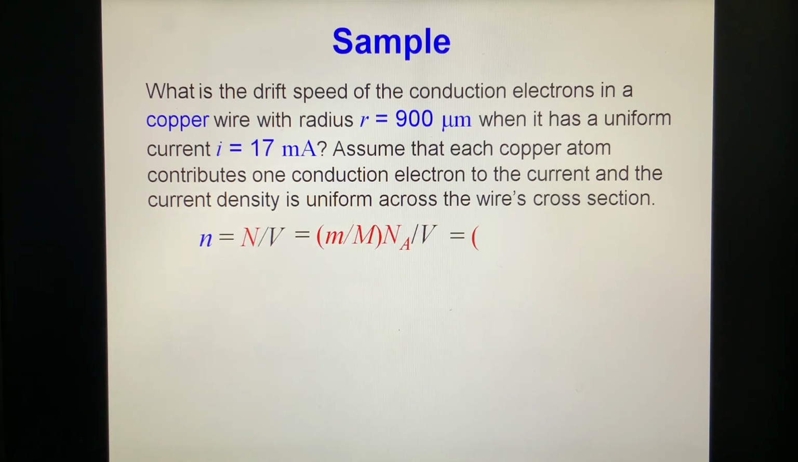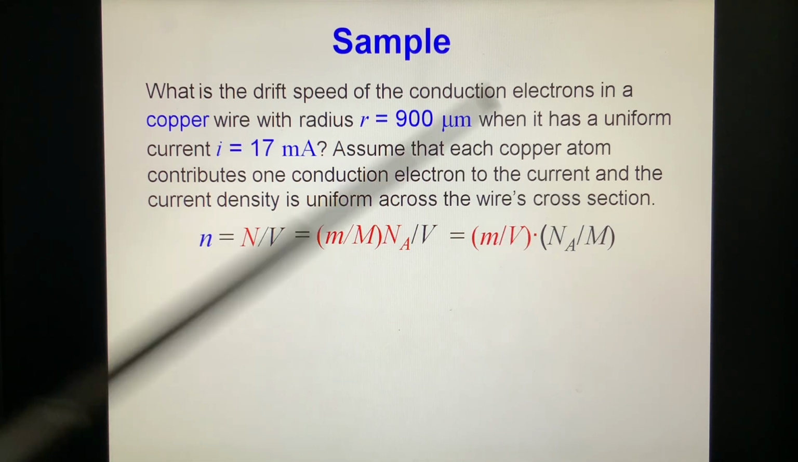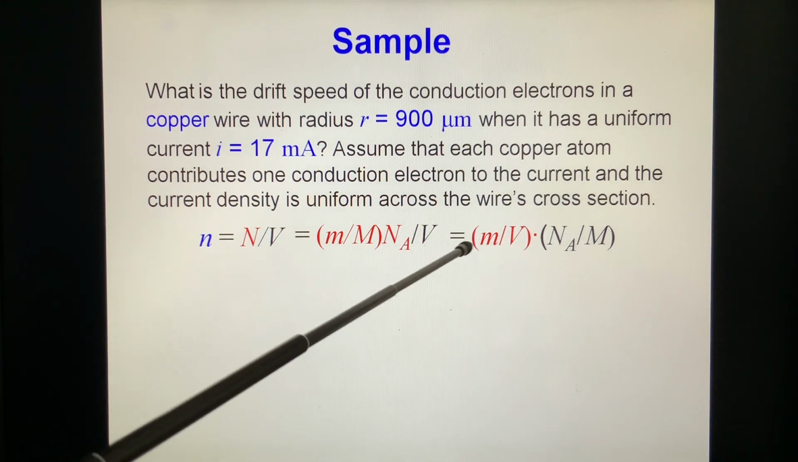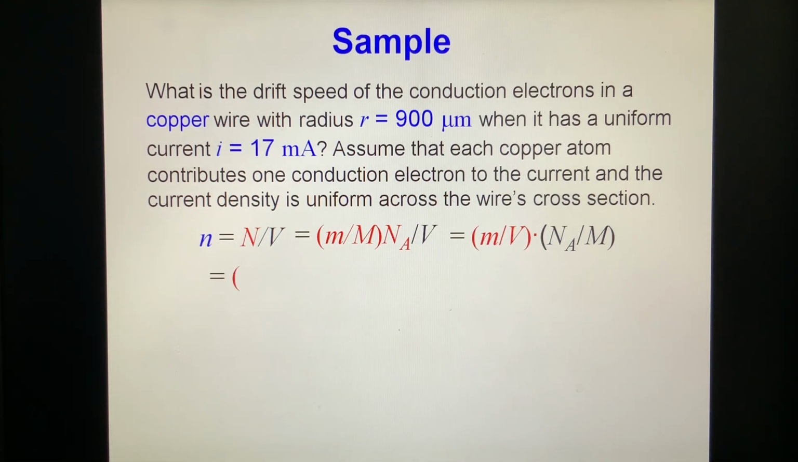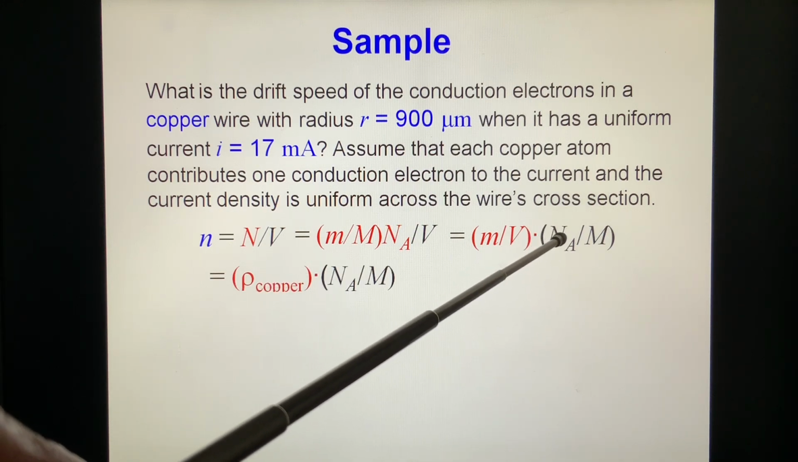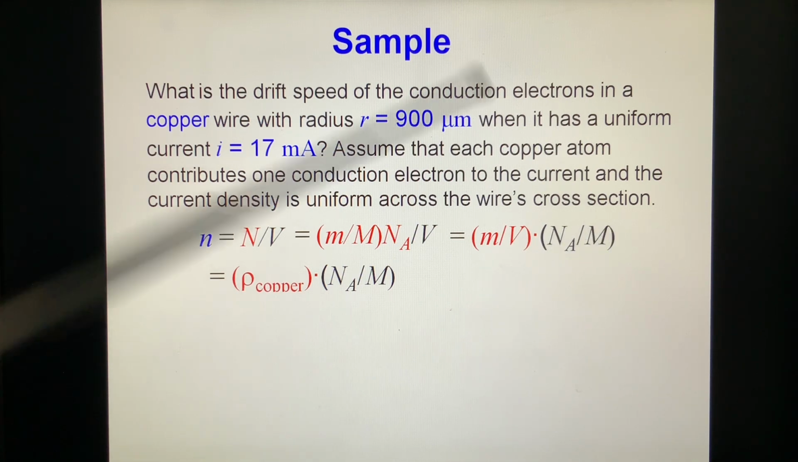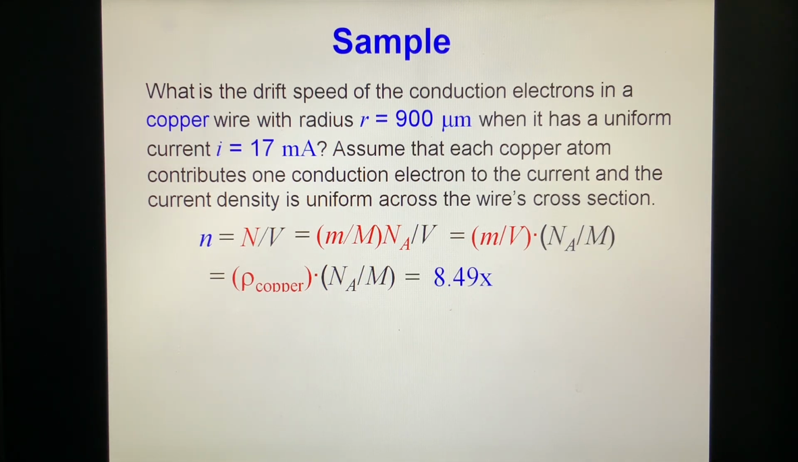So then we move this m over V and N A over V. The mass m over V, what is it? This is mass over volume, so this is the density of copper. And this one is Avogadro's number. This one is the molecular weight of copper. You can check on the table. So finally, put this inside, and you can check everything. You get this one. All right, we know n.